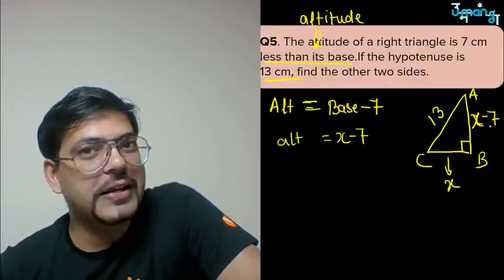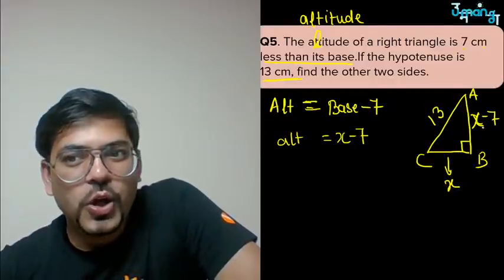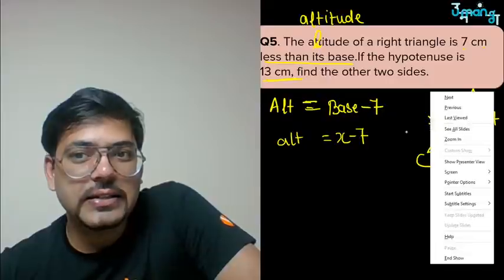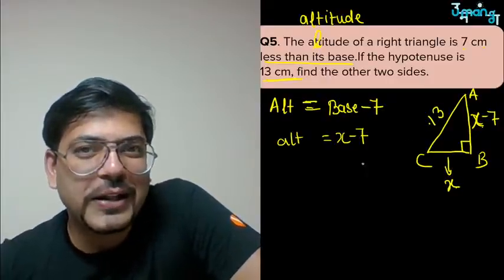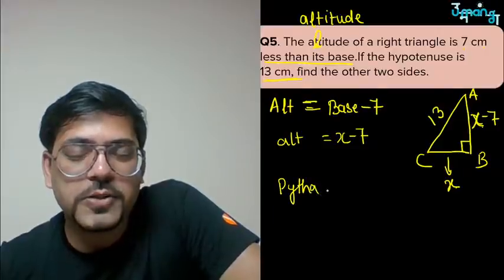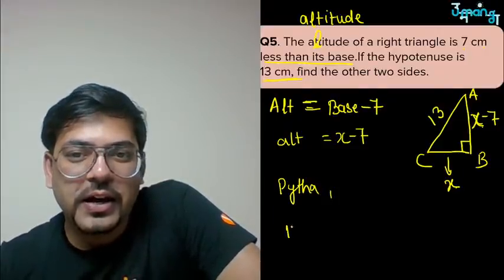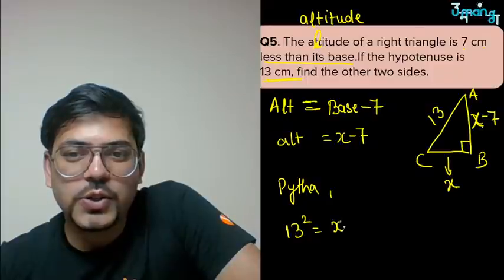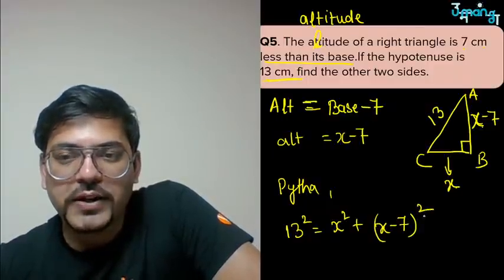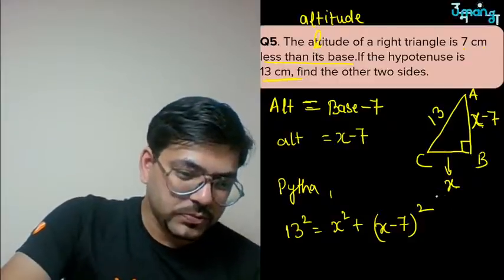See, I wrote the altitude as x minus 7 because it is given in the question. So altitude x minus 7, base is x, and hypotenuse is 13. Don't you think you can apply Pythagoras theorem? Can you apply it? So I'll write according to Pythagoras uncle, hypotenuse square is equal to base square plus perpendicular square. Who is telling me the answer by solving this?